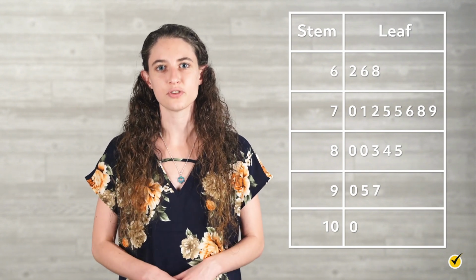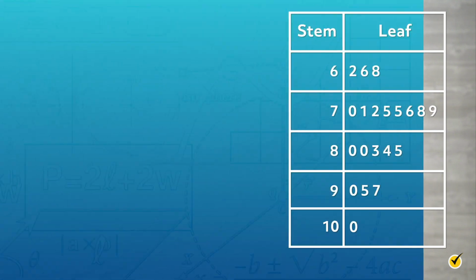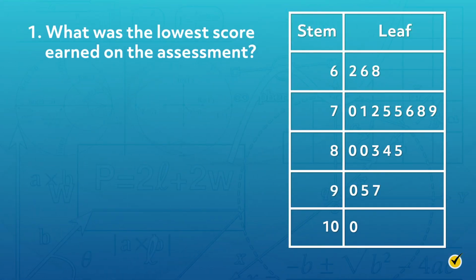Understanding how to read and interpret stem and leaf plots helps us interpret data. Let's look at another stem and leaf plot together. This stem and leaf plot shows student test scores on a math assessment. Now that we know how to read stem and leaf plots, let's see if we can answer a few questions about the dataset. What was the lowest score earned on the assessment?